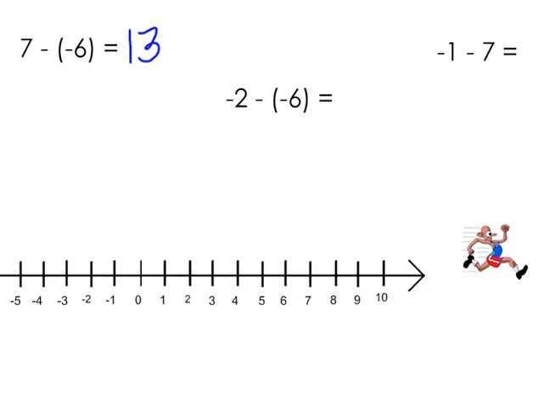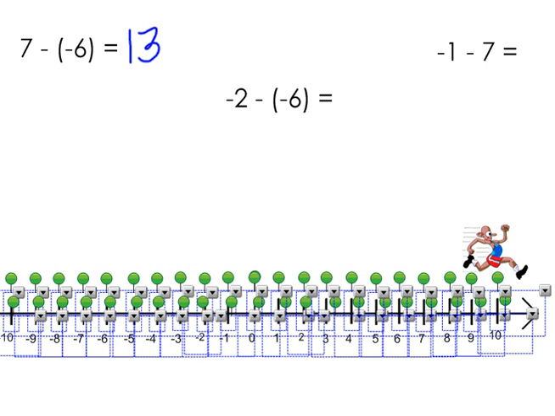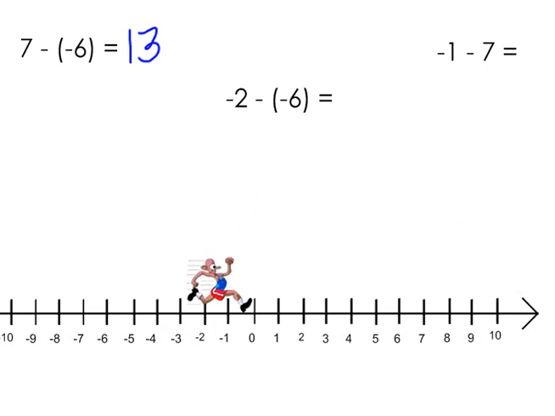Okay, move the number line back. The second one that's up there, we're going to start at -2, subtract -6, so we're going to go right 6. 1, 2, 3, 4, 5, 6, and we end up at +4. And the third one, starting at -1, we're going to subtract 7 or take away 7, so we're going to go to the left. 1, 2, 3, 4, 5, 6, 7. And integer man ends up at -8.